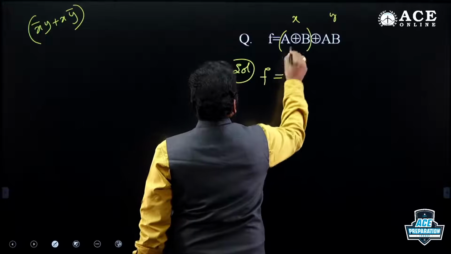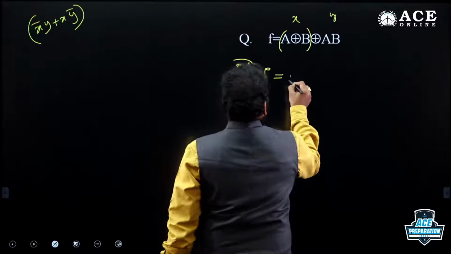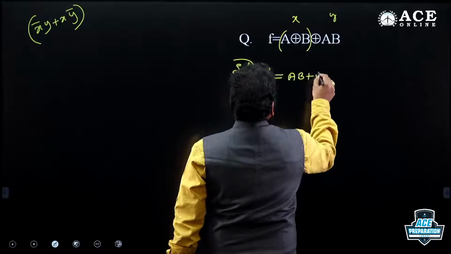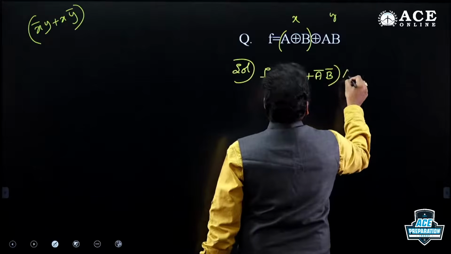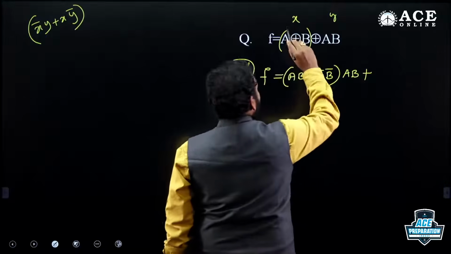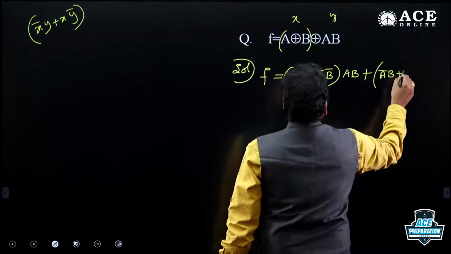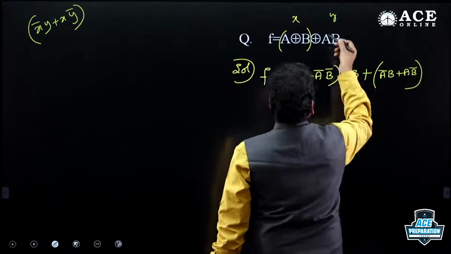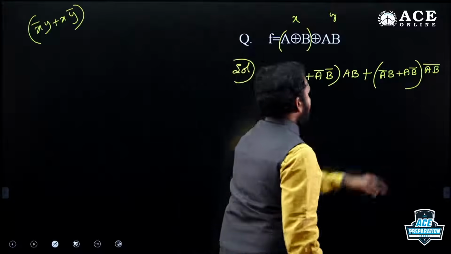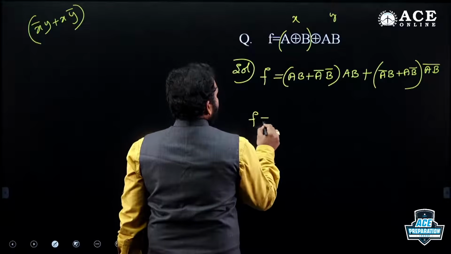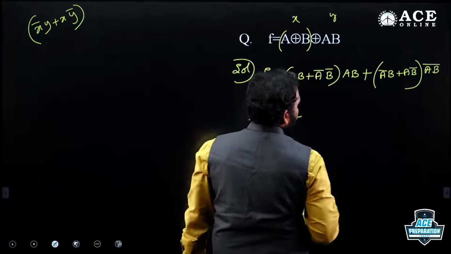So, what is the F? X bar. What is the X? XOR gate, its complement XNOR: AB plus A bar B bar. So, X bar Y. What is the Y? AB. Plus X Y bar. What is the X? XOR operation: A bar B plus AB bar. Y bar AB bar. I mean X Y bar.